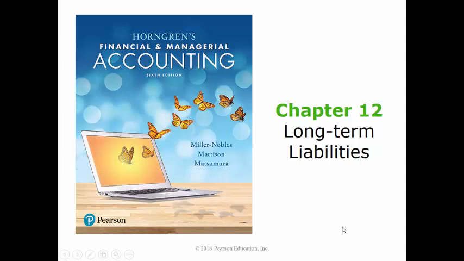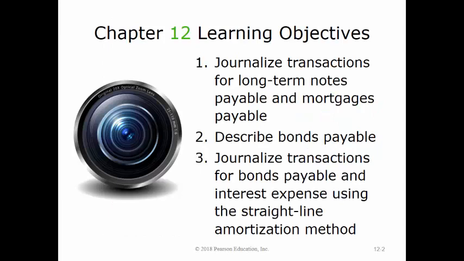This presentation is for Accounting 221, Accounting Principles 1, Chapter 12, Long-Term Liabilities. The first three learning objectives for Chapter 12 are to journalize transactions for long-term notes payable and mortgages payable, describe bonds payable and journalize transactions for bonds payable and interest expense using the straight-line amortization method.